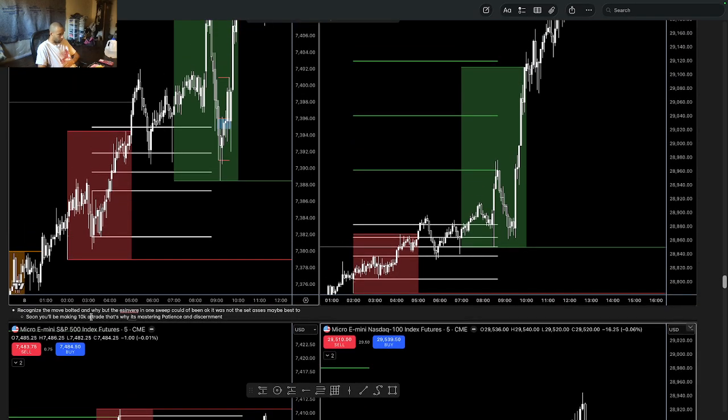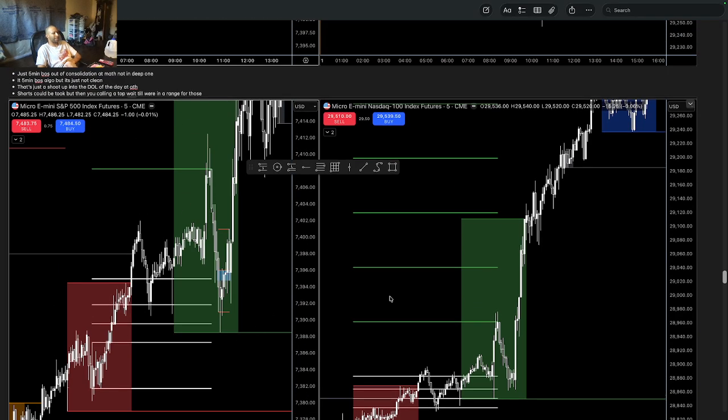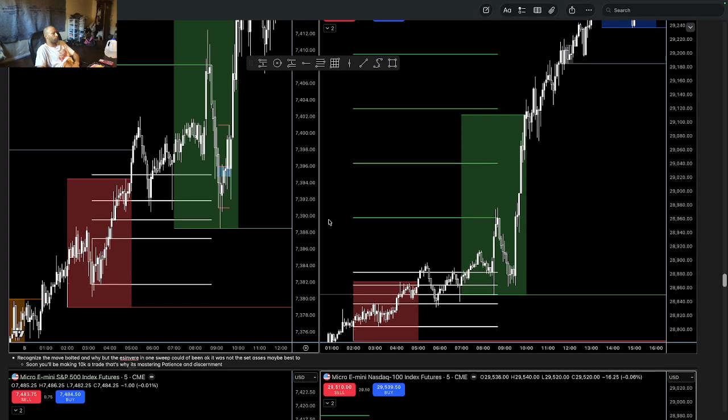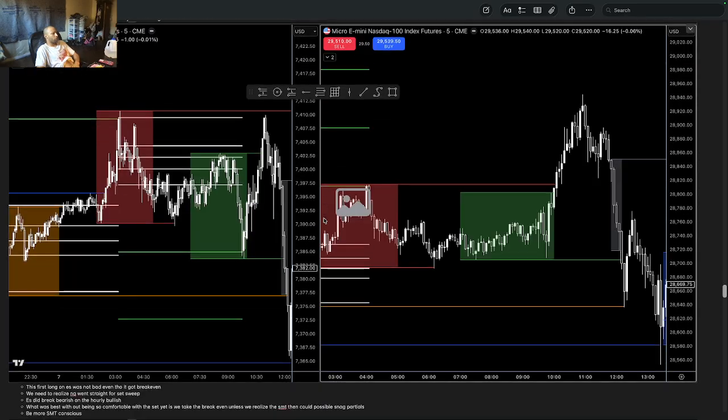So yeah, this was about recognizing the move and why, but the inverse with one sweep could have been okay. Why is mastering patience and discernment important? That's where we're mastering patience and discernment, because this really wasn't all that of a move. So skip that.